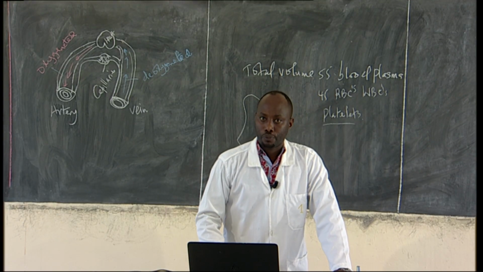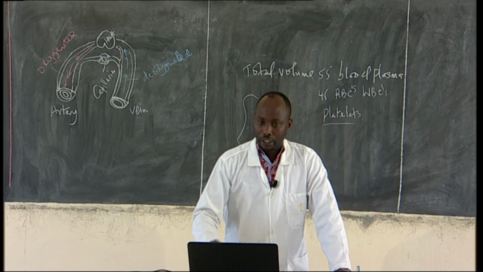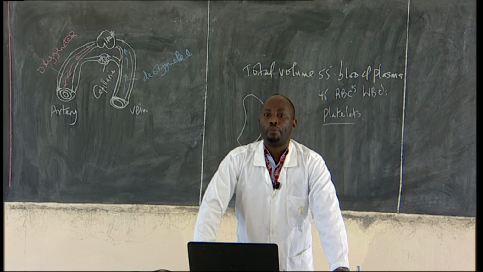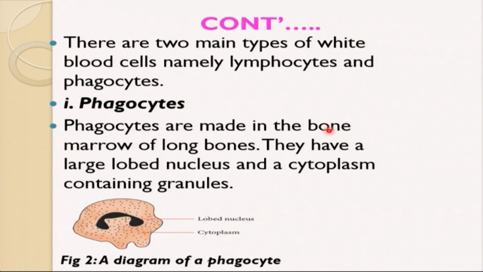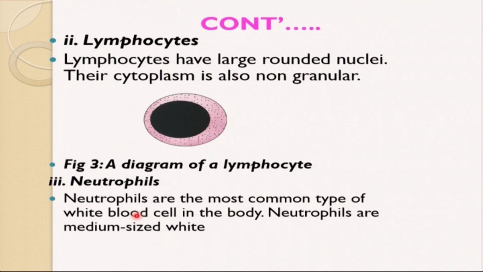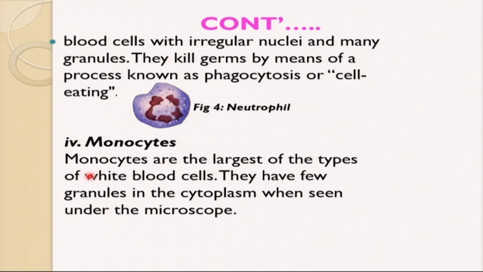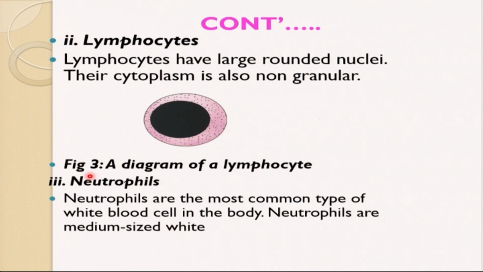of white blood cells. So let's talk about the types of white blood cells. There are two main types of white blood cells. We have lymphocytes and phagocytes. Let's also try to see their diagram. This one is a phagocyte. And another one that we have here is a lymphocyte. We have other types of white blood cells. We have neutrophils, we have basophils, and we have monocytes. Let us go through all these, how they normally work.